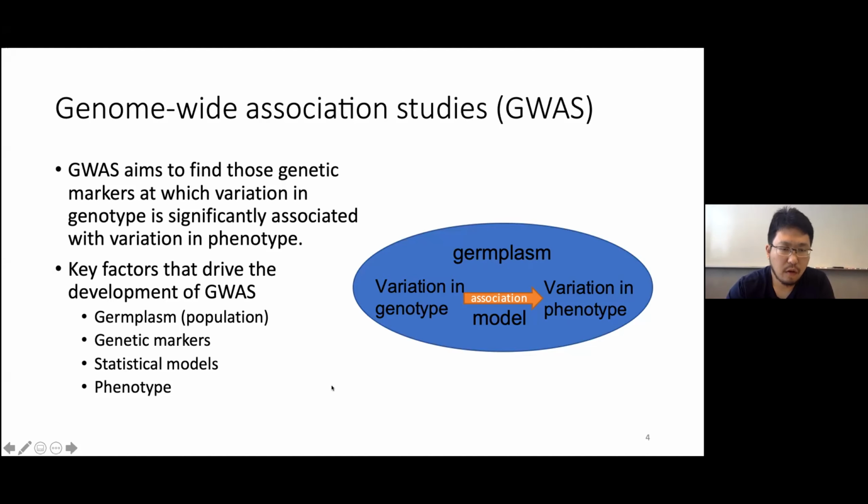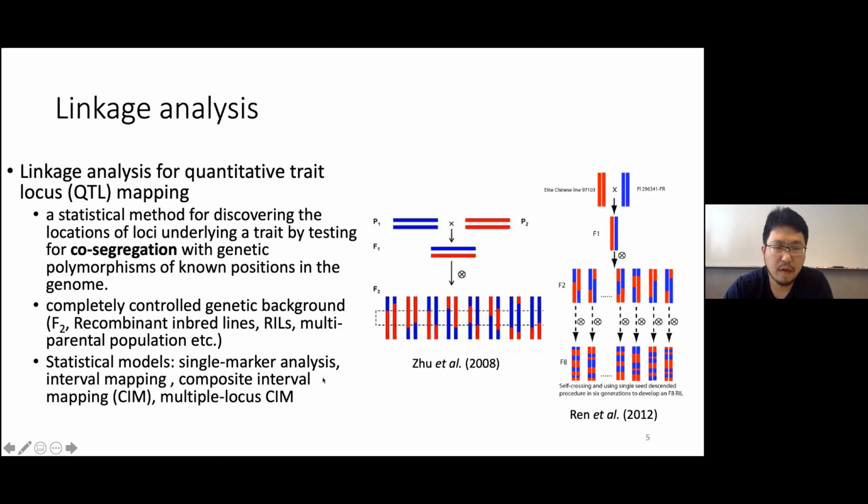So there are two direct precursors of genome-wide association study. They are linkage analysis and association mapping. These are two complementary methods. So let's talk about linkage analysis first. Linkage analysis for quantitative trait locus mapping, or QTL mapping, is a statistical method for discovering the locations of loci underlying a trait by testing for the co-segregation of genetic markers with the traits.